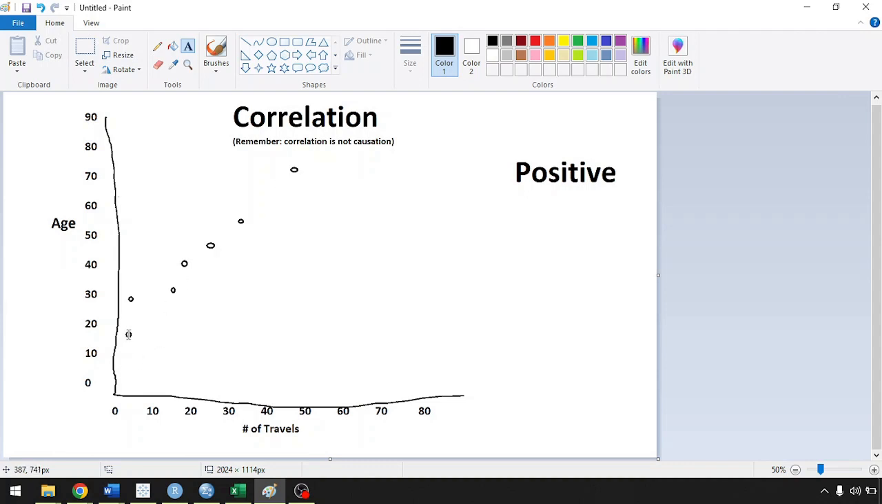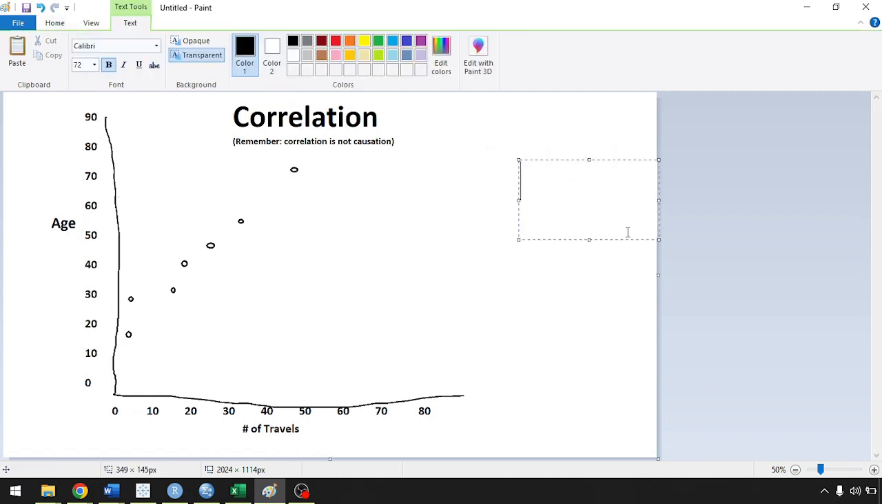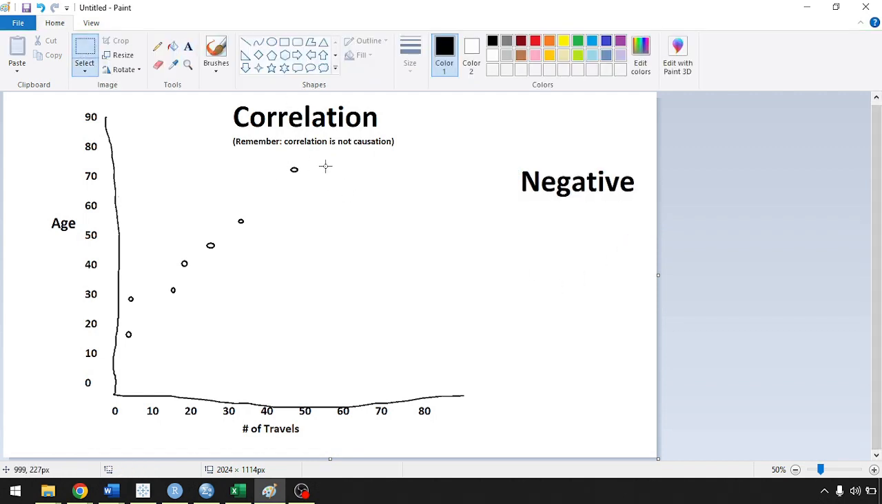Somebody who is 18 years old has only traveled 3 or 4 times, as opposed to someone who is 70-something years old and traveled 50 times. So we also have something we call negative correlationships. A negative correlationship is when the change in one variable causes the opposite in the other variable.